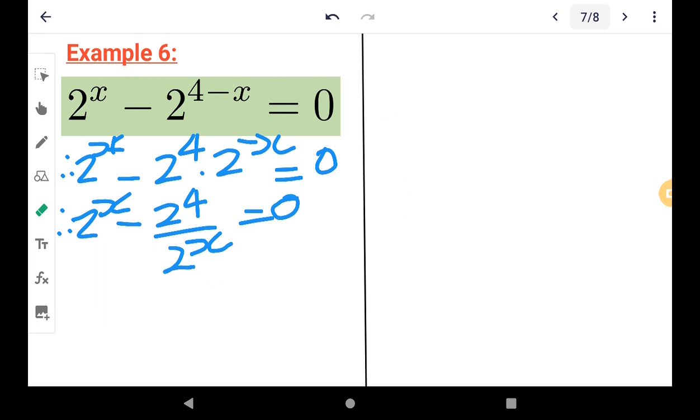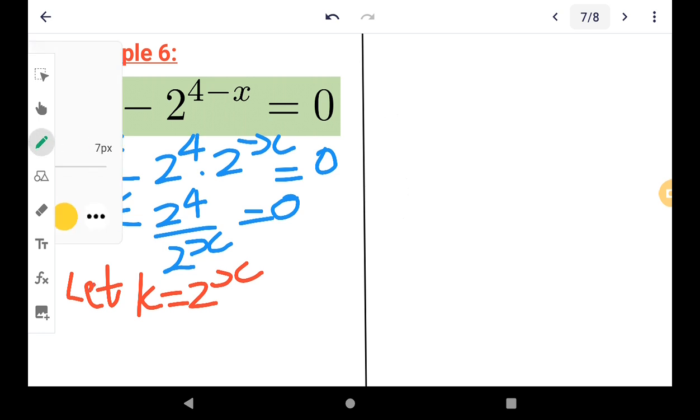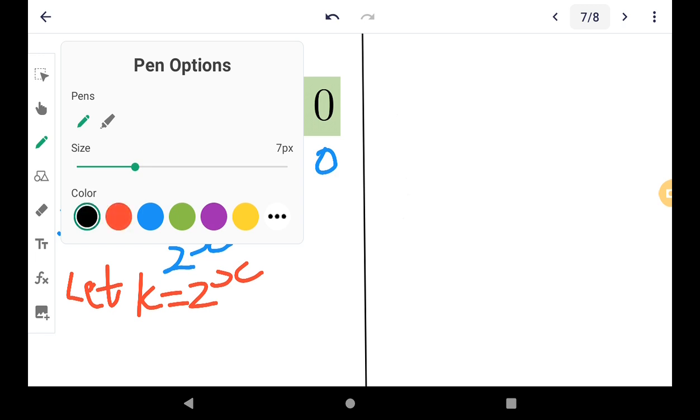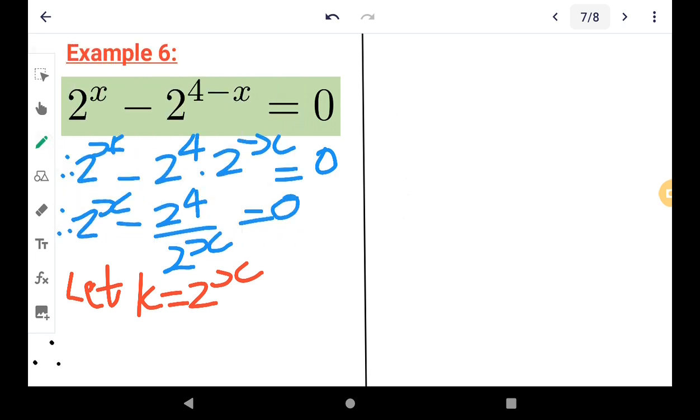Let k equal 2 to the power of x to make your life easier. Let k equal 2 to the power of x, and you will see how things become easier. Therefore, substitute back k. k minus 2 to the power of 4, which is 16, over k equals 0. That's what that equation should look like.